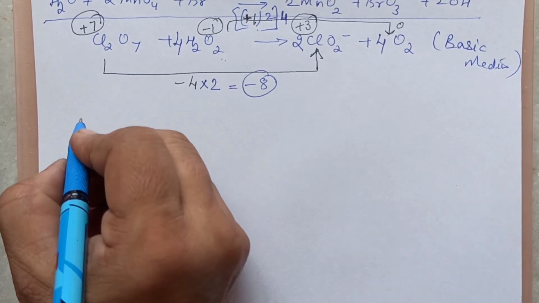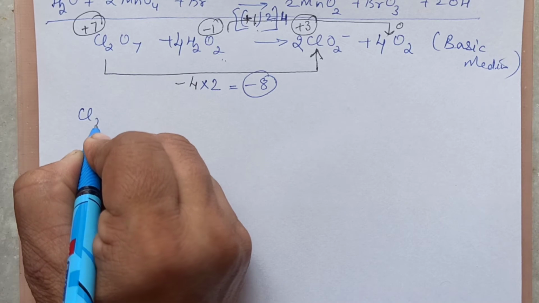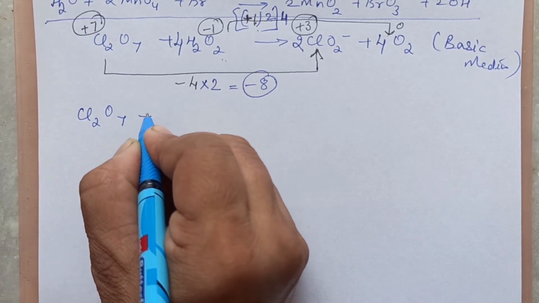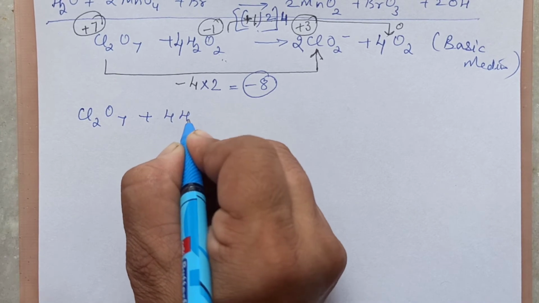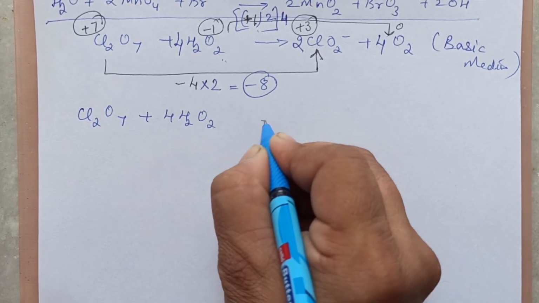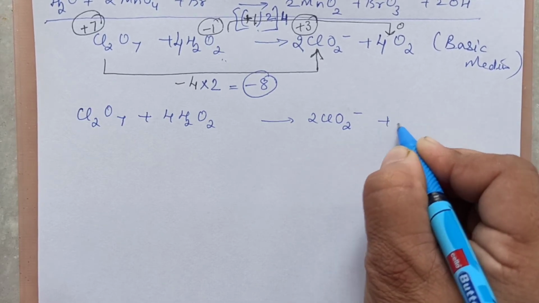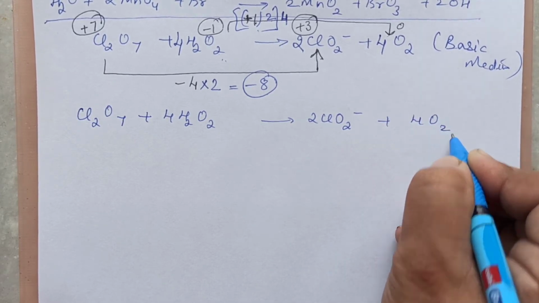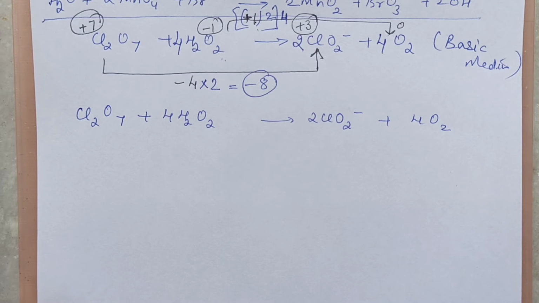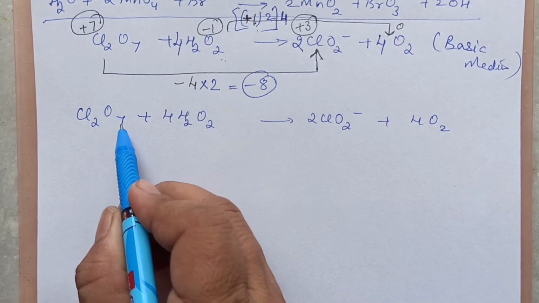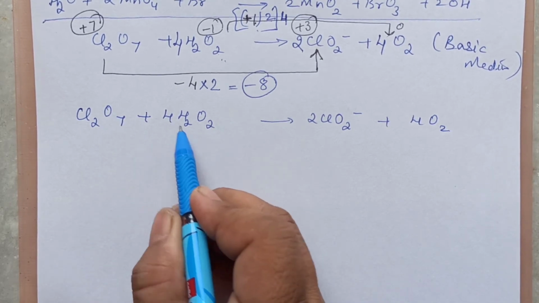Now when I do it, I will just copy the equation again. Cl2O7 plus 4H2O2 forms 2ClO2 minus plus 4O2. Now we will be balancing oxygen, right? Oxygen on the left hand side we will calculate 7 and 4 into 2, 8.